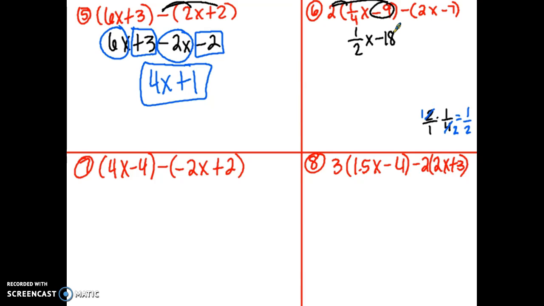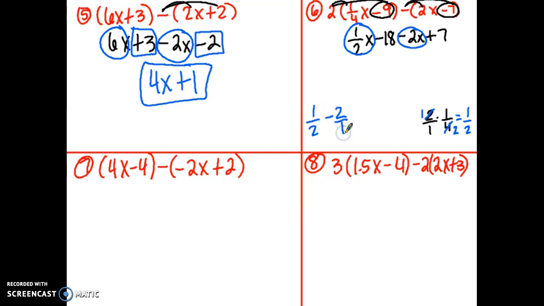Now that I've distributed the 2 to my first parentheses, I'm now going to distribute this negative sign to everything in the second parentheses by taking the opposite of those numbers. The opposite of 2x is negative 2x. The opposite of negative 7 is positive 7. So you're taking the opposite of what's inside those parentheses. Now I combine like terms. 1/2 x minus 2x. 1/2 minus 2.